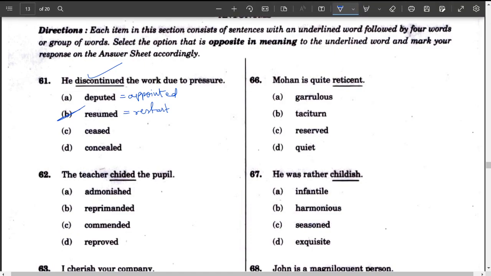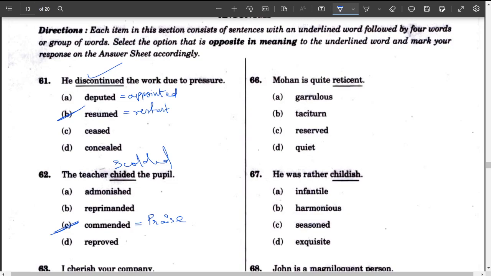Next, the teacher admonished. Admonished means scolded. Reprimanded, disapproved, kind of scolded. Commended in the sense praised. Not commanded, that is commended. Praised or admired or complimented. Reprove also negate, criticize. So only we can use scolded, praised opposite to each other.